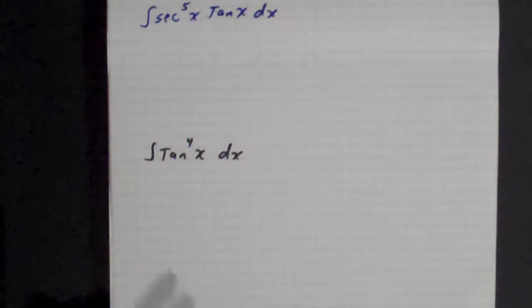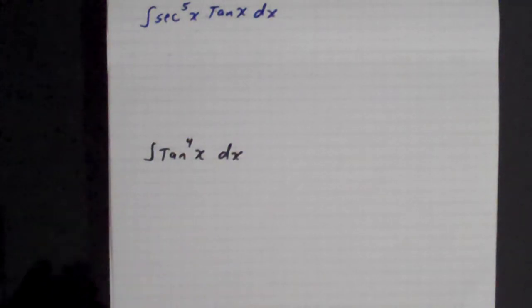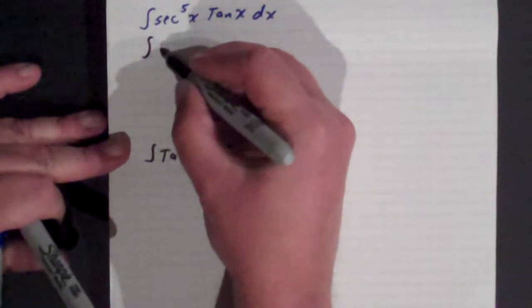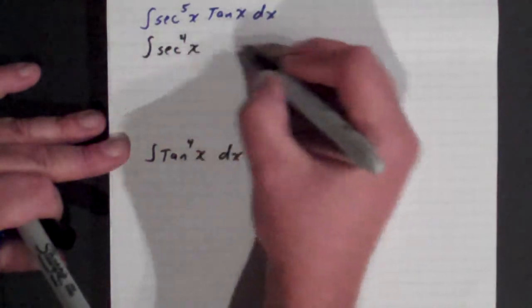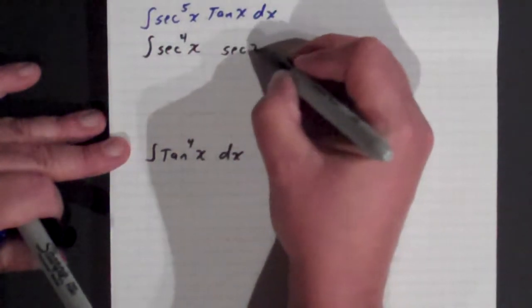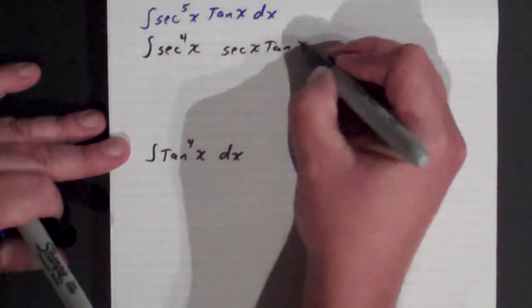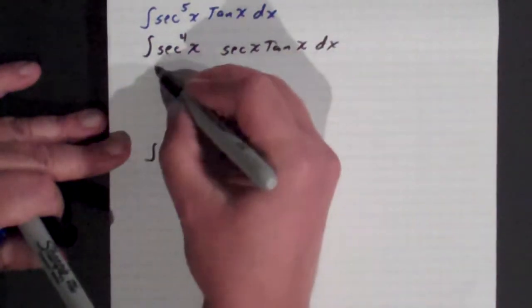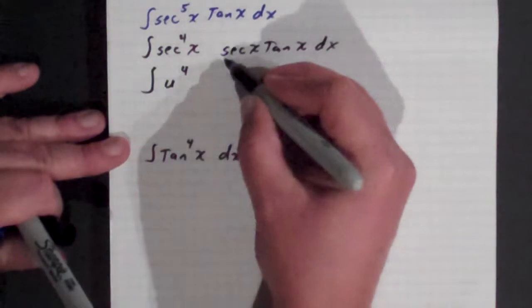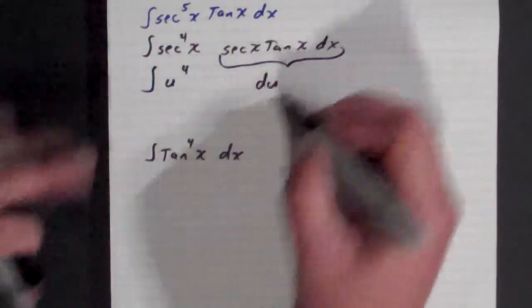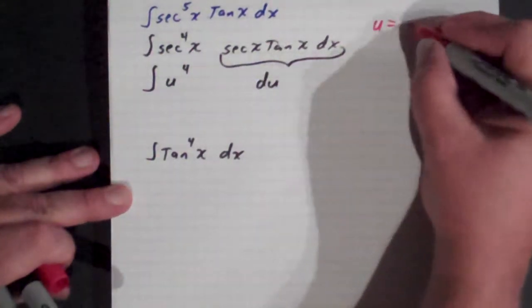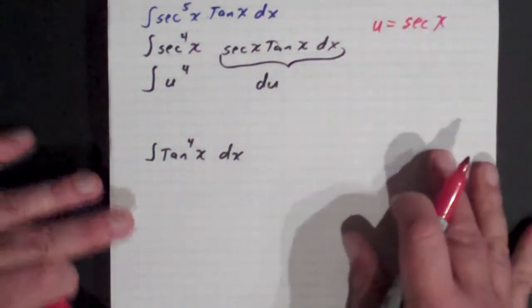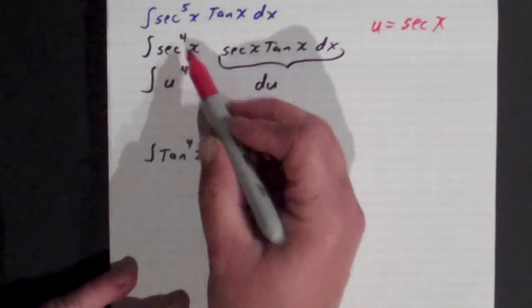I have a tangent, so if I pull off one of my secants, you do this fairly often when secant is raised to an odd power. If I pull off one secant, it would be secant to the fourth times secant. And then I believe I would have u to the fourth du. This time I'm letting u equal secant, because it's secant to the fourth.